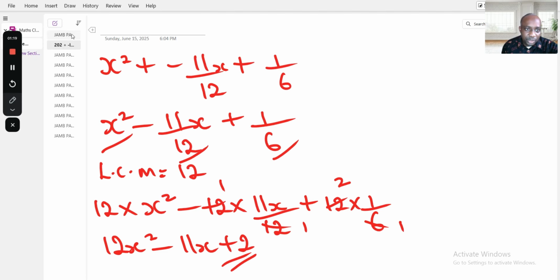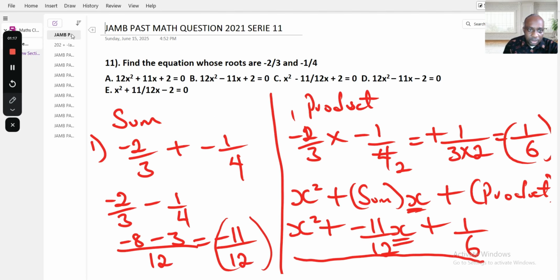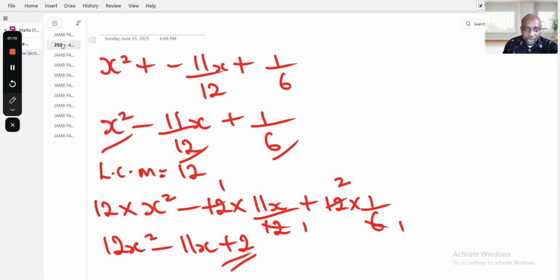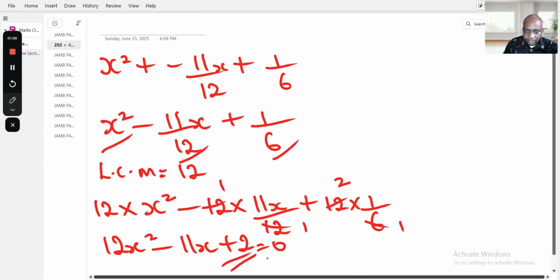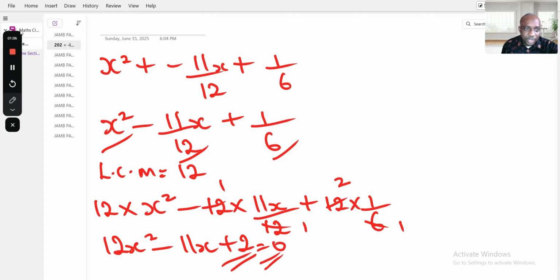Let's go back to the question, the previous page. Yes, we have our final answer is what? A. Final answer is A. Let's move to the next question.